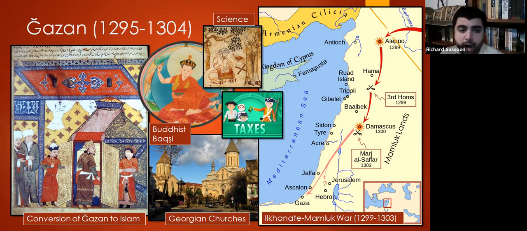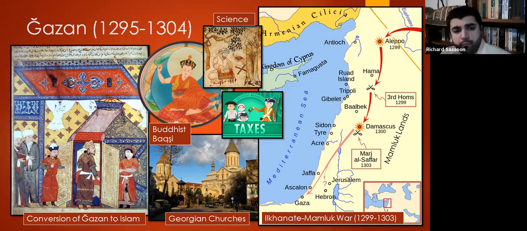Now, when he converted to Islam, at least in the first 2 or 3 years, he was a very pious zealot in the sense that he was exclusivist. He began to destroy a number of the Buddhist monasteries, and he destroyed a number of Christian churches. But after a few years, he realized that this technique was not terribly effective. And so he rebuilt a number of Georgian and Armenian churches. He rebuilt relations with the Nestorian leadership in Baghdad.